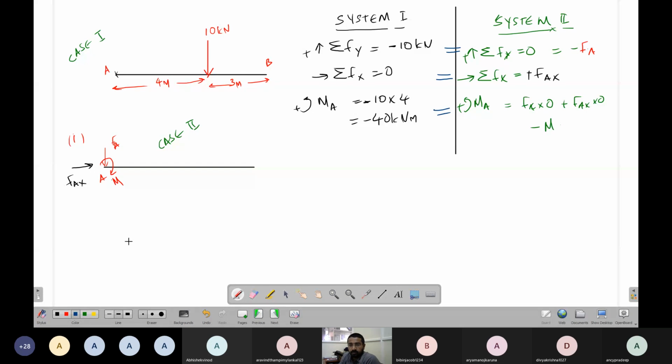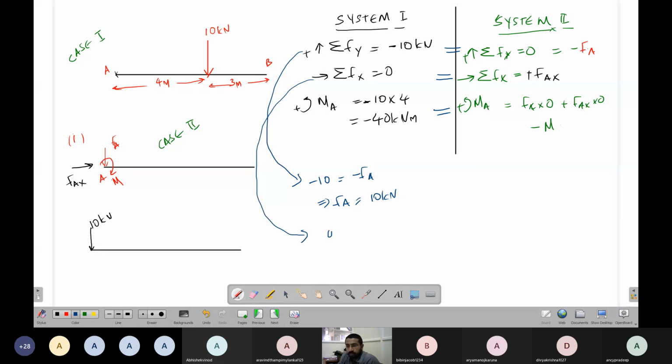Okay, what will I get? When I equate these two, what I'll get is minus 10 equal to minus FA. So this implies FA equal to 10 kilonewton. Okay, so that means FA is in the direction I intended, otherwise you would have got a minus sign. So this is vertical, 10 kilonewton.